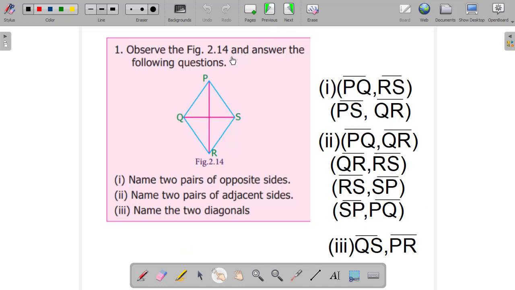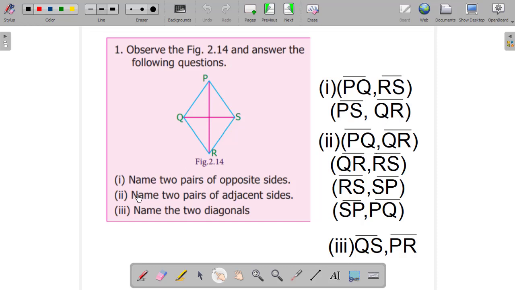Let us try this sum. 1. Observe the figure 2.14 and answer the following questions. In figure 2.14, a rhombus is given. So, what is the name of this rhombus? PQRS. So, what we have to find? First one, name 2 pairs of opposite sides. So, what are the opposite sides? PQ is opposite RS, and then PS is opposite QR. That is written here.